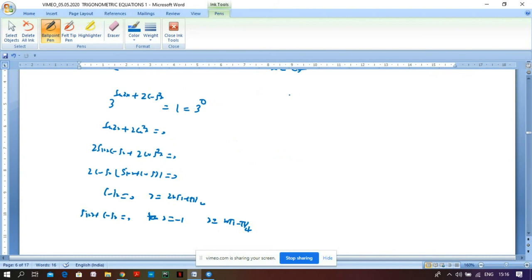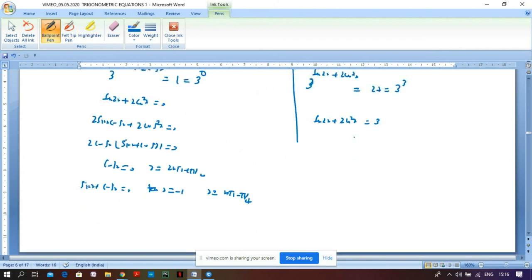Next, come to this one, when 3 to the power sine 2x plus 2 cos square x is 27, that is 3 cube. So we get sine 2x plus 2 cos square x equal to 3. Now we know that sine 2x is less than or equal to 1. Of course, sine 2x is greater than or equal to minus 1, but we don't need it, so I will not use it. And here, cos square x is less than or equal to 1. So 2 cos square x is at most 2.